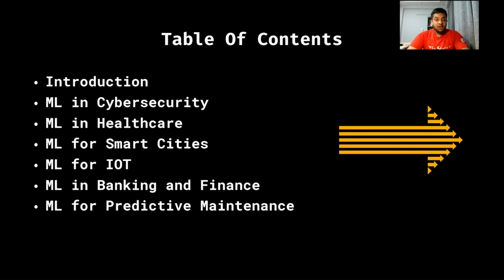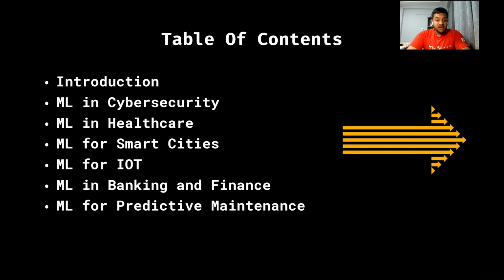So here's the table of contents. We'll start with a brief introduction to what machine learning is and why it matters. Then we'll dive into specific use cases like cybersecurity, healthcare, smart cities, IoT, that is the Internet of Things. Next is banking and finance, and finally we'll talk about predictive maintenance. Each section includes real-world examples and case studies to help illustrate machine learning's impact on these technologies.